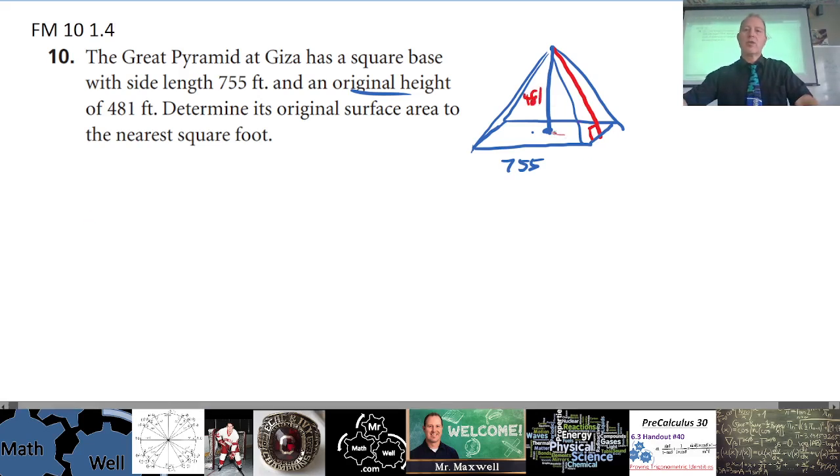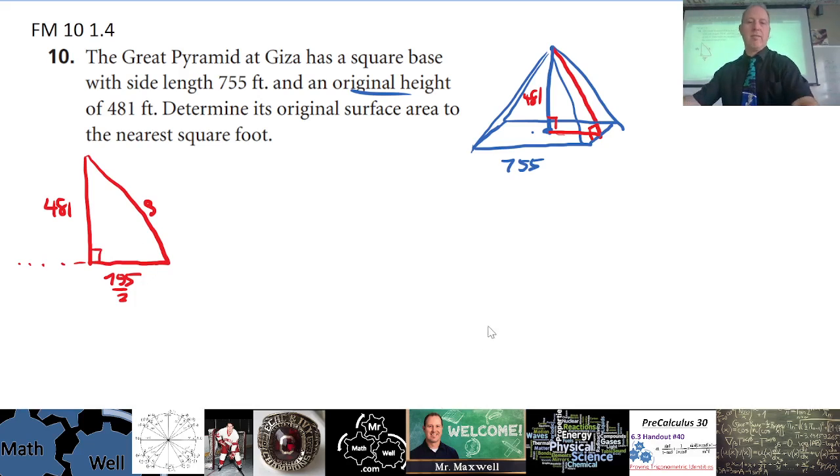What we have to do is focus on this right triangle inside the pyramid, which would look like this. This is 481, the height. This is going to be half of 755, because it's half of this base. And this is the slant height S that we're trying to find. Let's find out what 755 divided by 2 is first of all. Maybe some of you have done this, but you use Pythagoras' theorem.